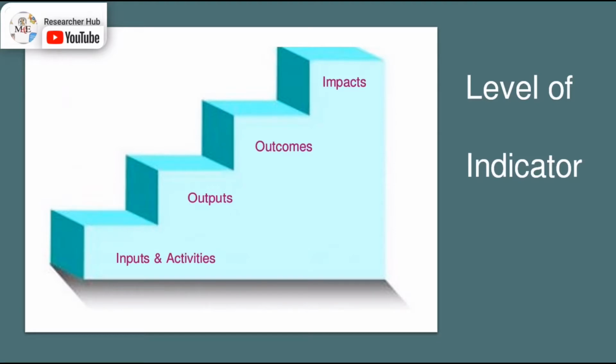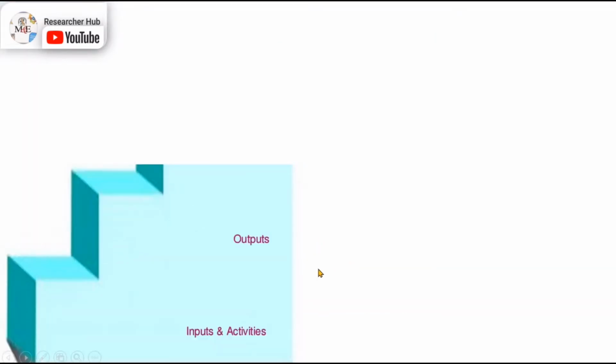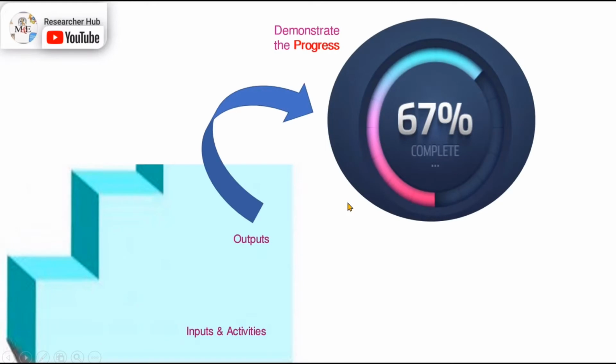Then we have indicators, the levels of indicators that we are going to develop to measure all this. Here you can see that there are four components, or four steps, or four levels. However, I will group these into only two levels of indicators. The first level, we call output indicators, activity and output indicators. Other people might call it process indicators. That's fine, it's just terminology.